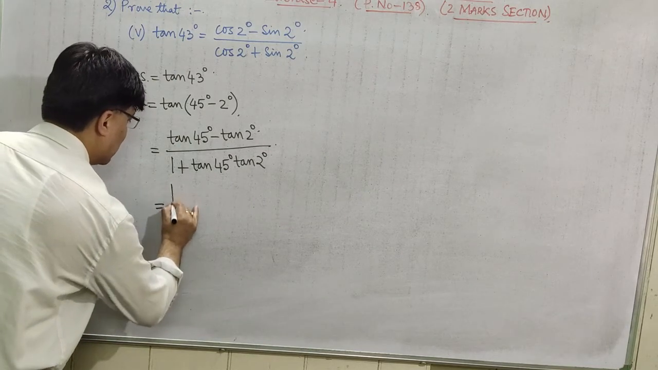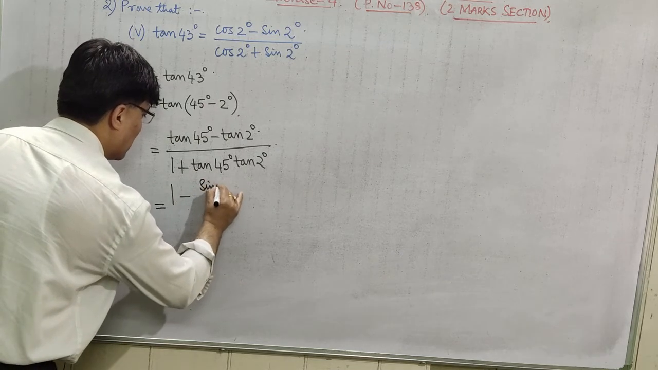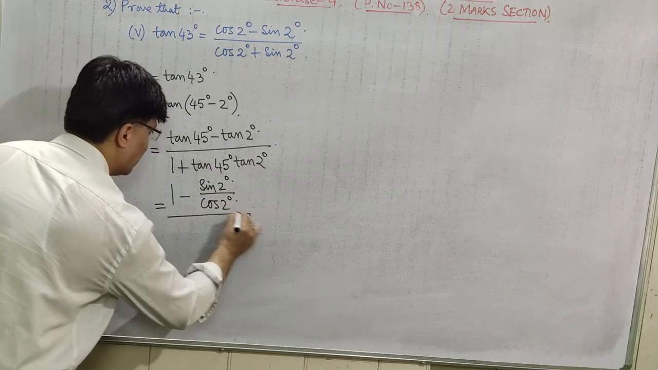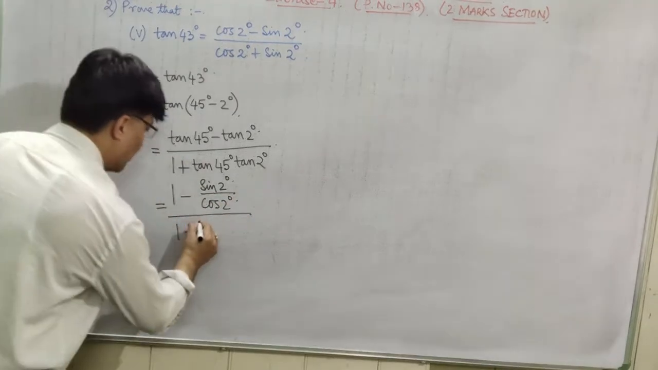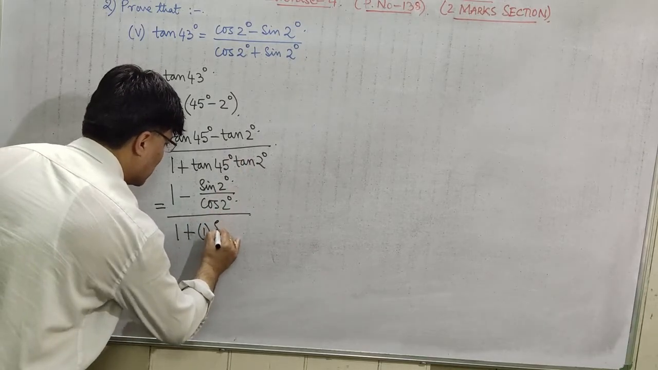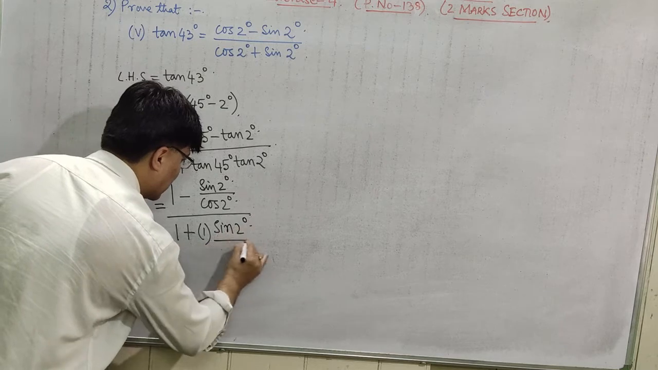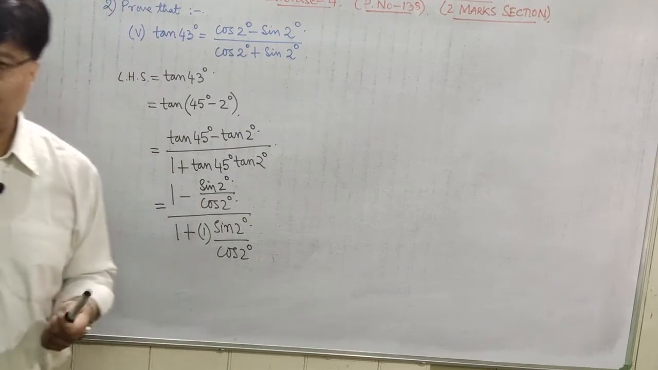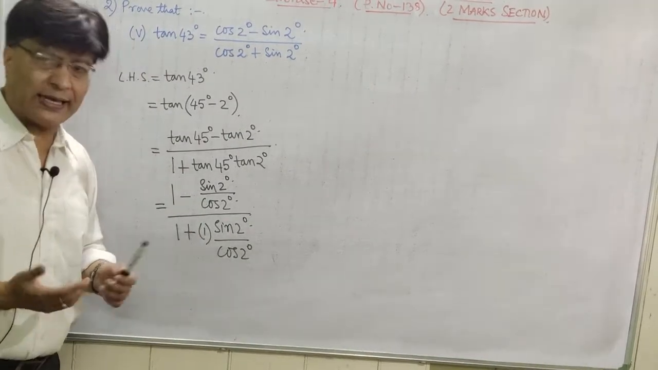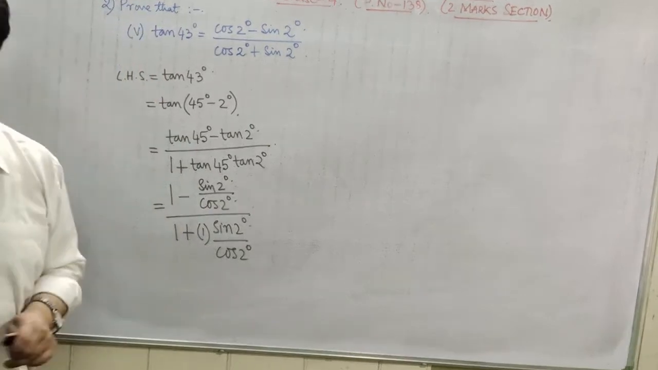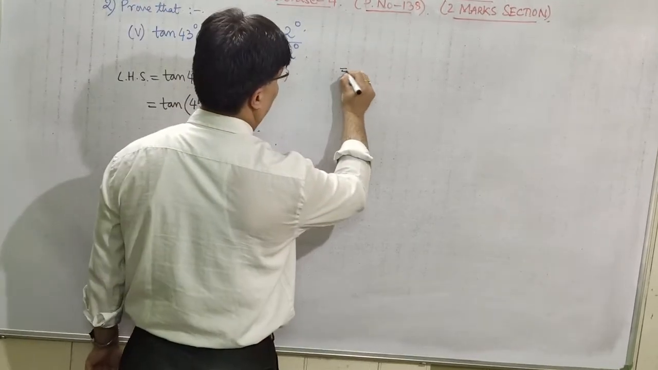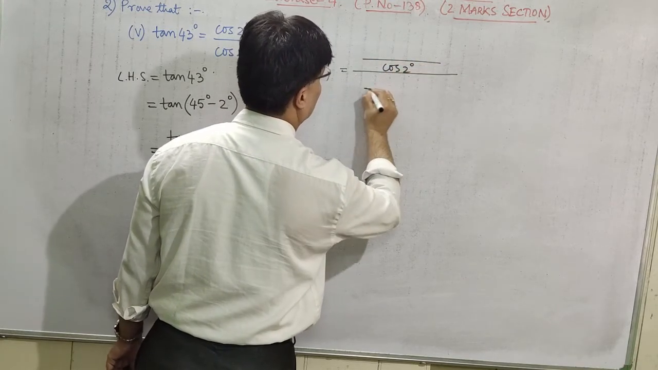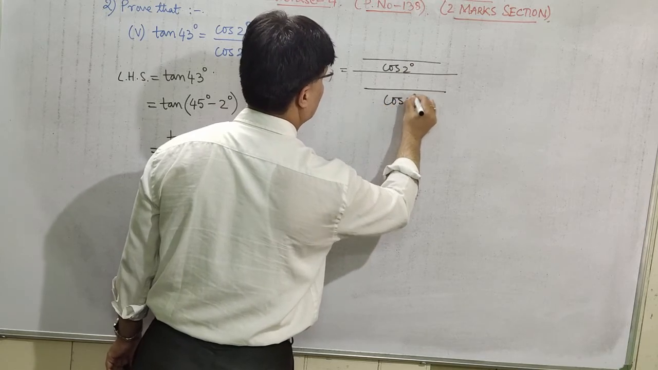What is the value of tan 45 degree? It is 1, minus tan 2 degree, written in terms of sin and cos: sin 2 degree divided by cos 2 degree, divided by 1 plus, tan 45 degree is 1, and this tan 2 degree can be written as sin 2 degree divided by cos 2 degree. So now you can take the LCM and simplify it. In both the numerator as well as in the denominator, the LCM is cos 2 degree, right? What's the LCM in the numerator? It is cos 2 degree, and in the denominator also, it is cos 2 degree.